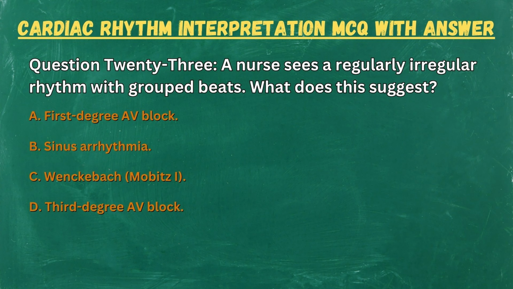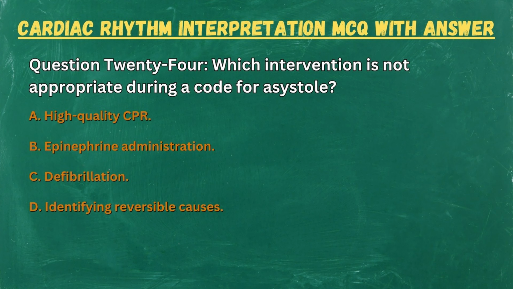Question 23. A nurse sees a regularly irregular rhythm with group beats. What does this suggest? A. First-degree AV block. B. Sinus arrhythmia. C. Wenckebach-Mobitz I. D. Third-degree AV block. Answer. C. Wenckebach-Mobitz I.